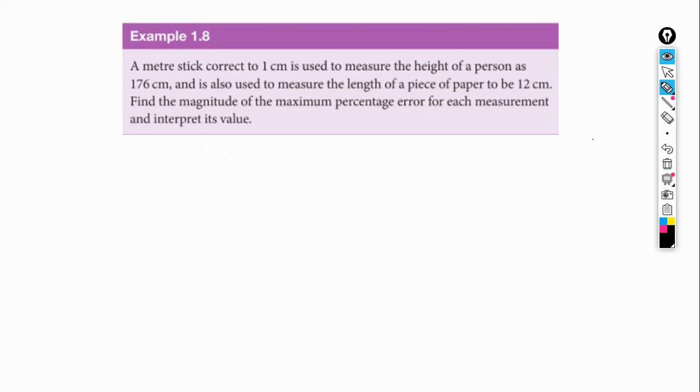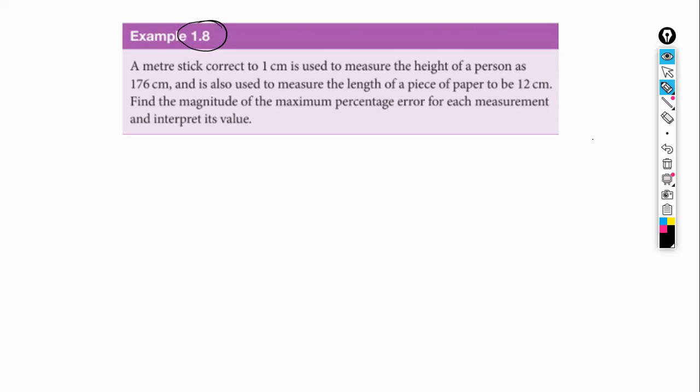Very well, and now we are on example 1.8. And it says a meter stick correct to 1 centimeter is used to measure the height of a person as 176 centimeters and is also used to measure the length of a piece of paper to be 12 centimeters. Find the magnitude of the maximum percentage error for each measurement and interpret its value.